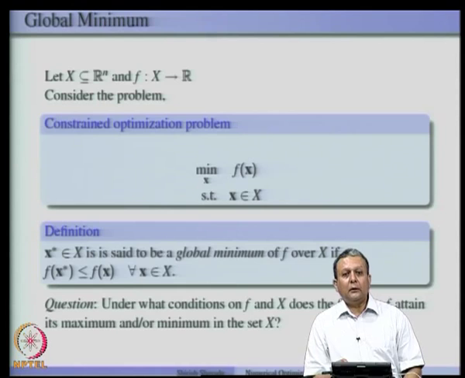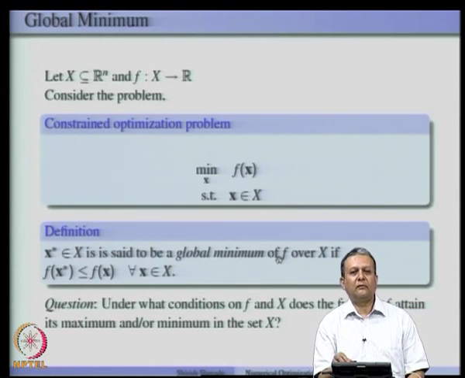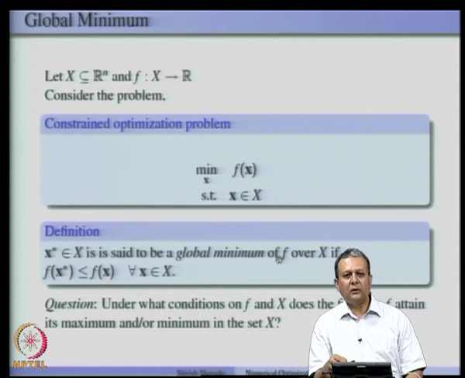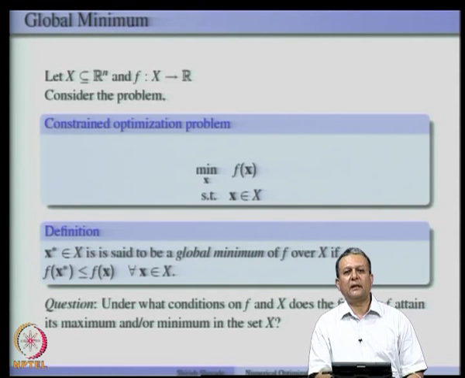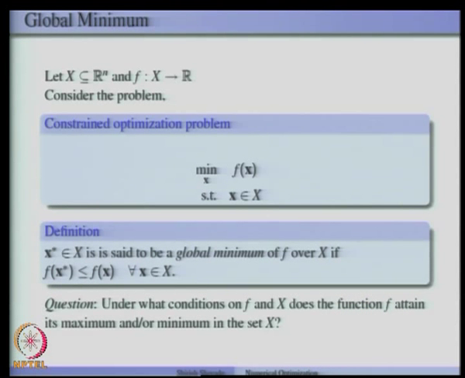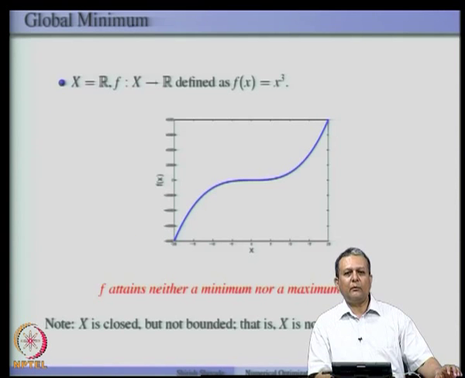Now, the question is: are there any conditions on f or on X or both, so that the function f does attain its maximum or minimum in the set X? Can we have some conditions on f as well as on X, so that the minimum or maximum is guaranteed in the set X? For that, let us look at some examples.